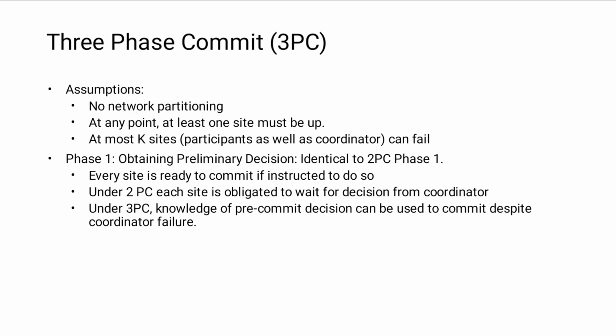In this, with no network partitioning, at least one site must be up. At most k sites can fail. Phase 1, obtaining the preliminary decision, is similar to two-phase commit, where each site is ready to commit if instructed to do so. Under the two-phase protocol, each site will wait for the decision from the coordinator.